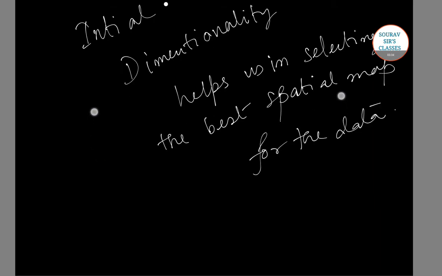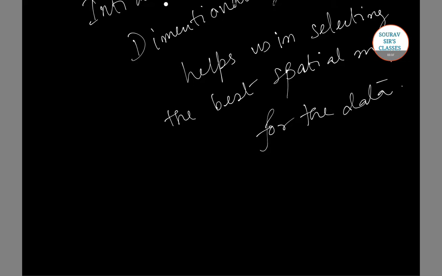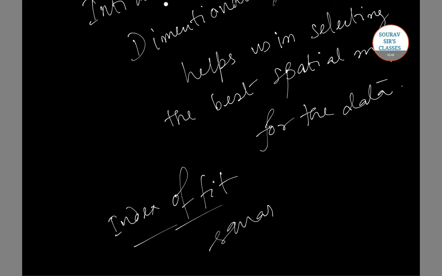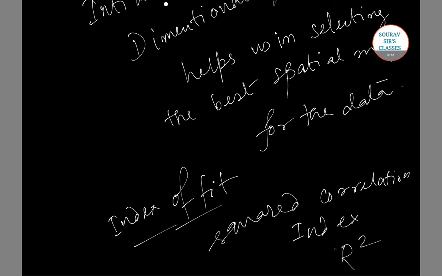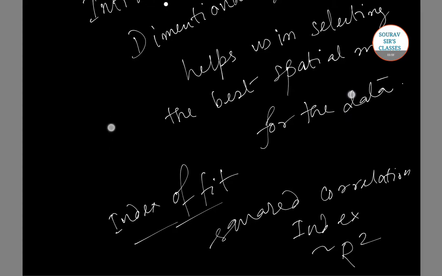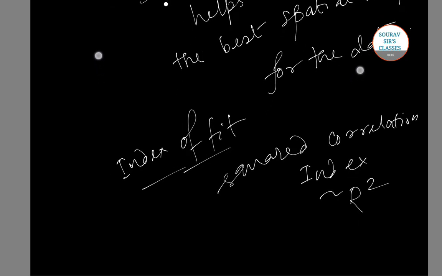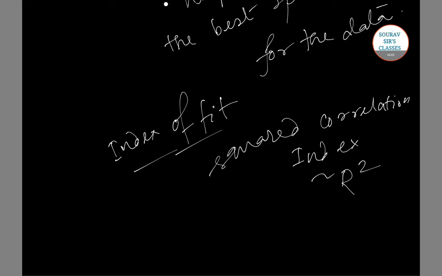Next is index of fit. Index of fit is actually the squared correlation index, symbolized by R square, and it is interpreted as indicating the proportion of variance of the disparities that can be accounted for by the MDS procedure. It measures how well the raw data fit the MDS procedure.